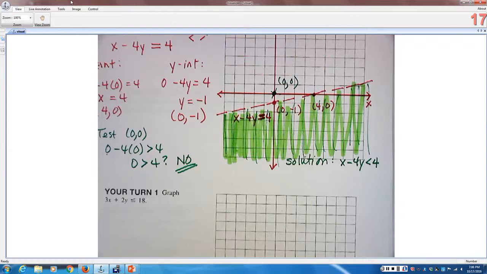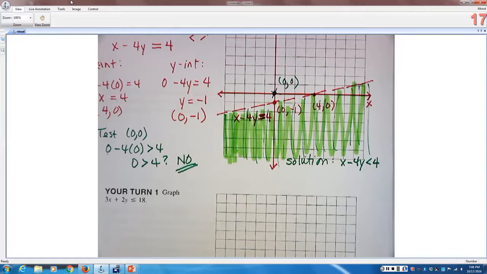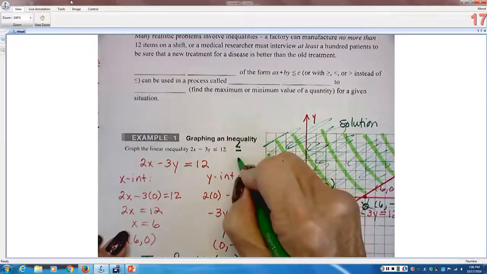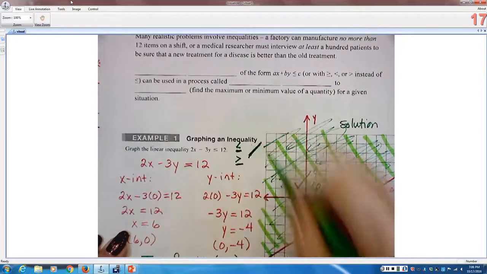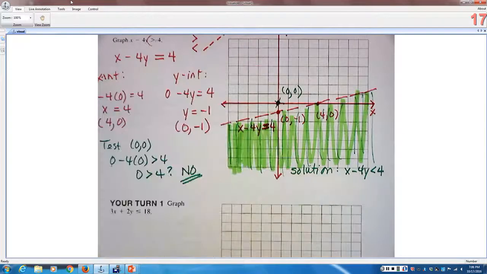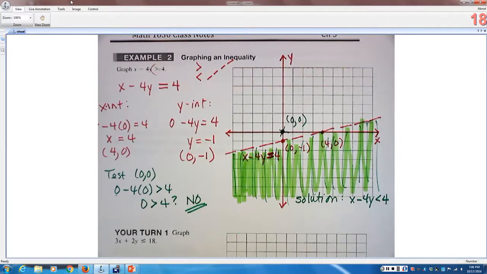Question? Because there's no equal. On the first problem that we did, we had equal to or less than. Oh, okay. Okay? And even if we had equal to or greater than, the fact that we have an equal, yeah, it's the equal that makes it solid. If you don't have the equal, if you just have less than or greater than, then you make it dashed. Okay? Making sense so far?